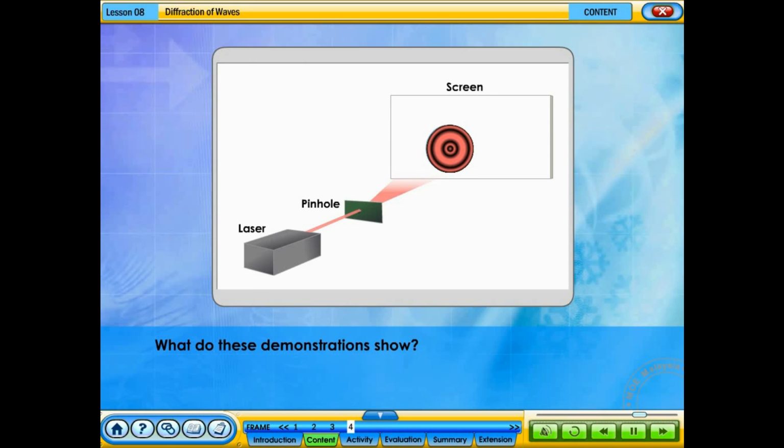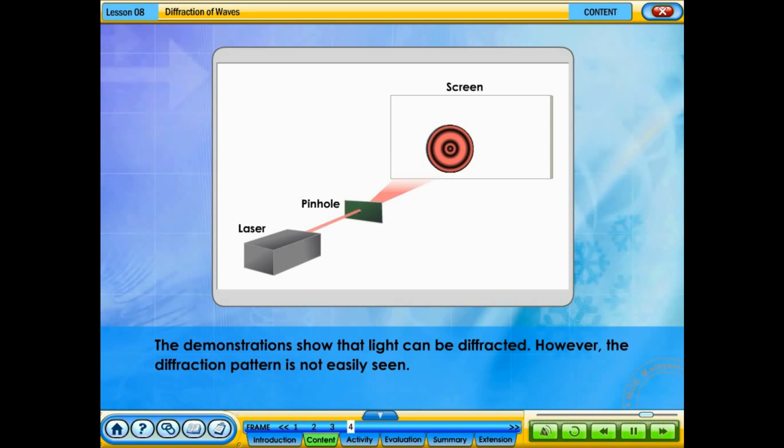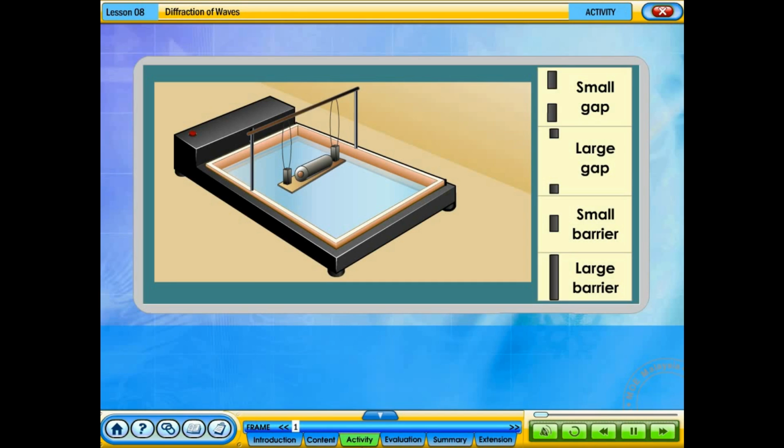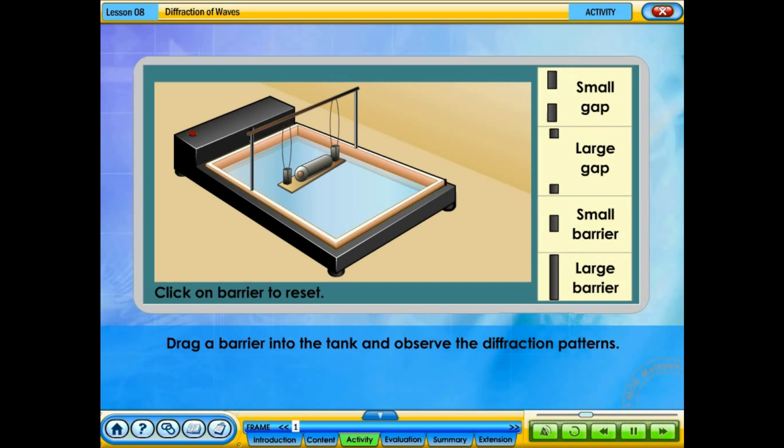What do these demonstrations show? The demonstrations show that light can be diffracted. However, the diffraction pattern is not easily seen. This is because the wavelength of light is much smaller compared to the size of the pinhole. Drag a barrier into the tank and observe the diffraction patterns.